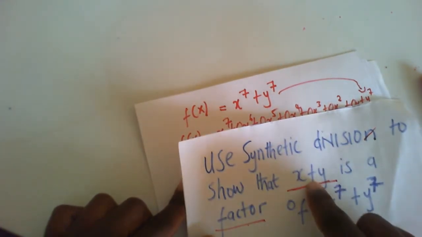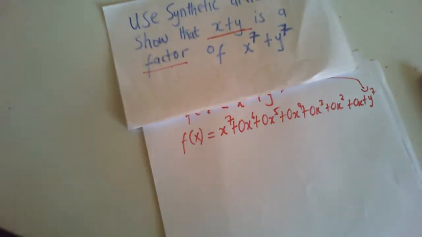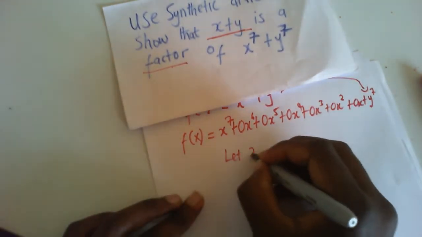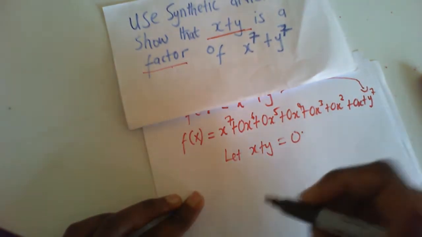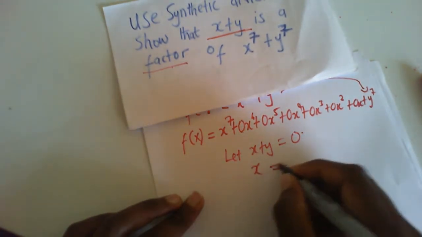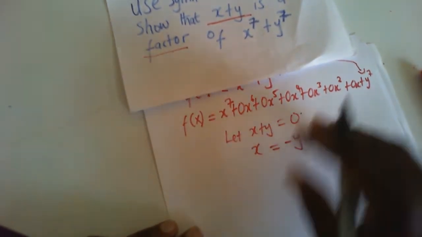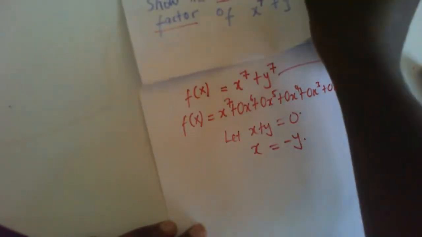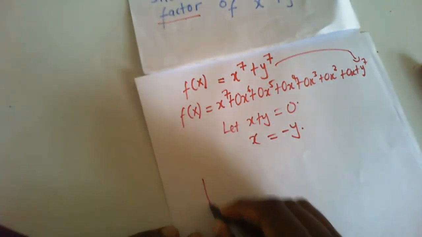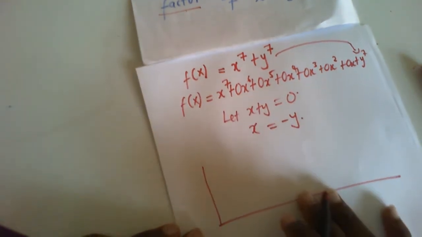Remember, x plus y is a factor. So meaning that at this juncture, I'm going to say let x plus y equal to 0. If we make x the subject, then we are saying x is equal to negative y. So this is our factor. Okay. So for us to use synthetic division, we are going to say we have this. So we are now using synthetic division here.